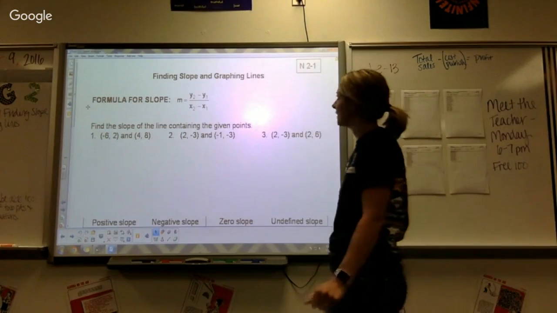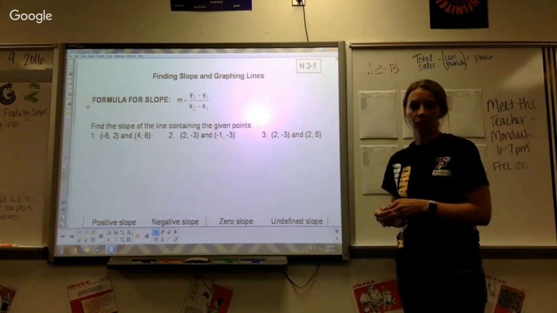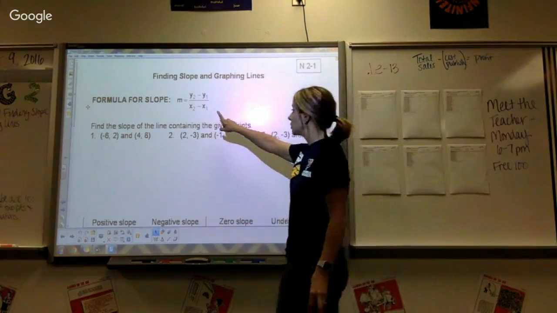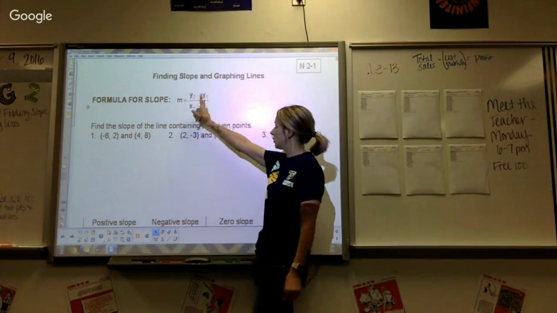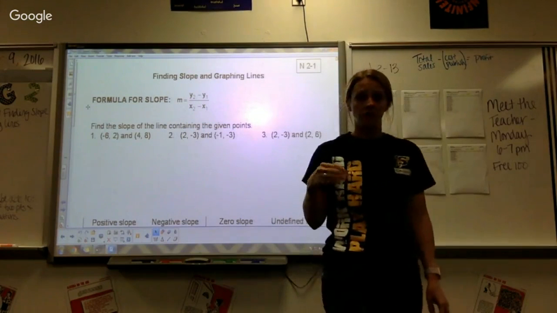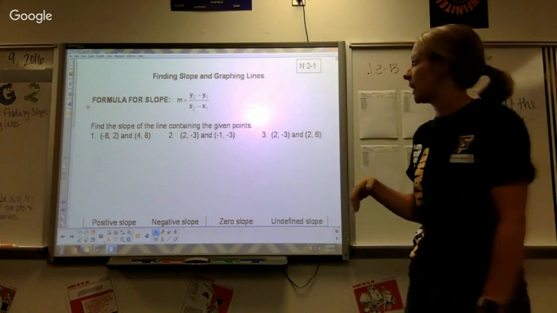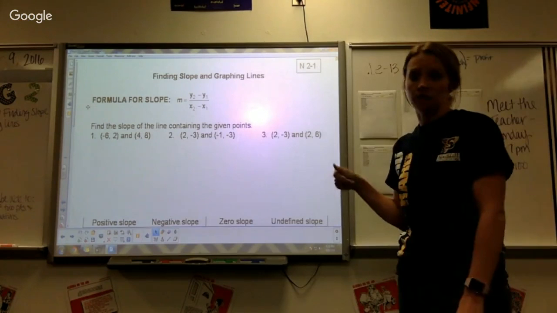Okay, so we're going to be finding slope and graphing lines on 2-1. The formula for finding the slope of 2 points is on your formula chart. It says m equals y2 minus y1 over x2 minus x1. Remember, slope is rise over run, so that's the reason why y's are on top, because you're rising, which is your y-axis, and then running, which is your x-axis there.